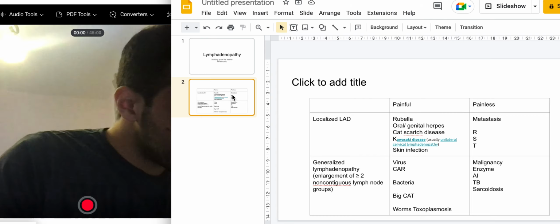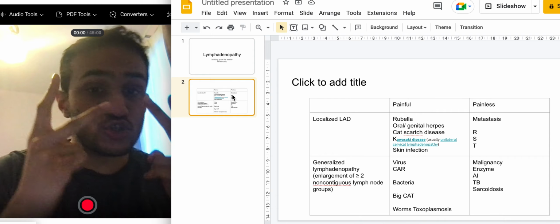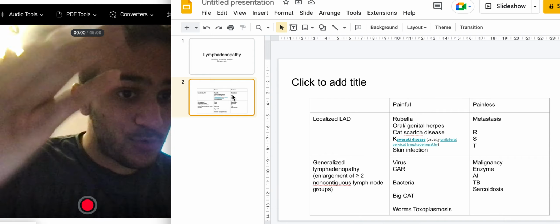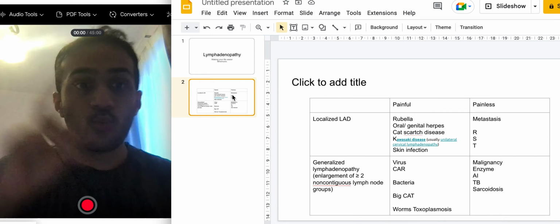Painful is going to be localized, so that means one, or it has to be generalized, so that means more than two non-contiguous lymph nodes. Okay, so 1 and 2, right? Simple. So first of all, it's going to be the localized lymphadenopathy. How can we remember this? We're going to remember this as ROCKS. It rocks your body. It's a painful infection. It really rocks your body like that.